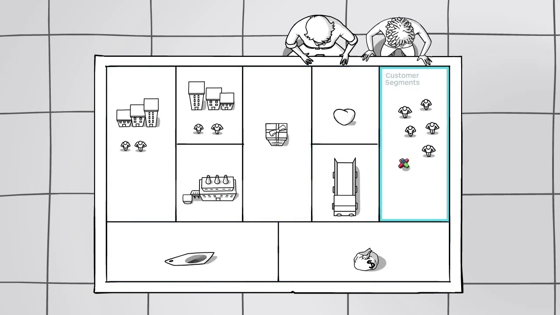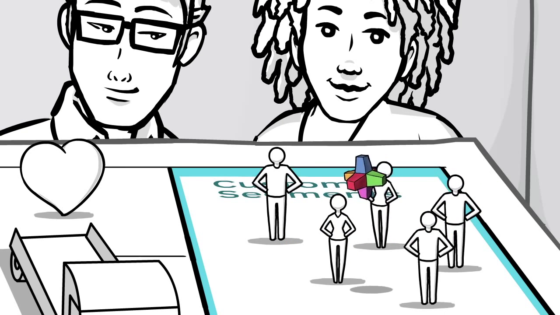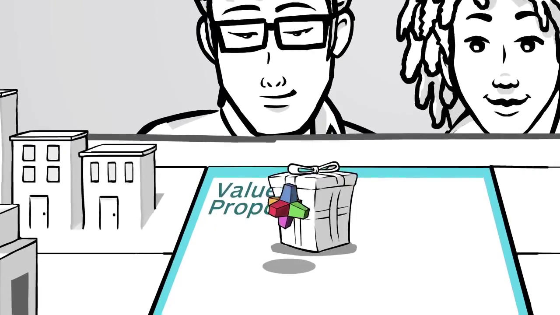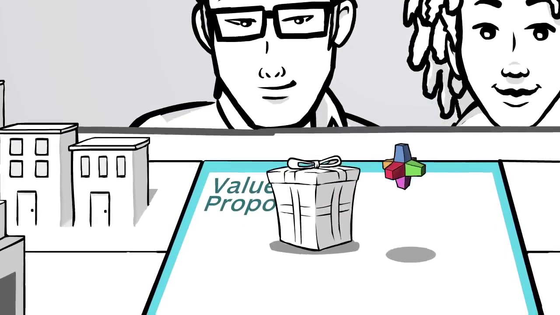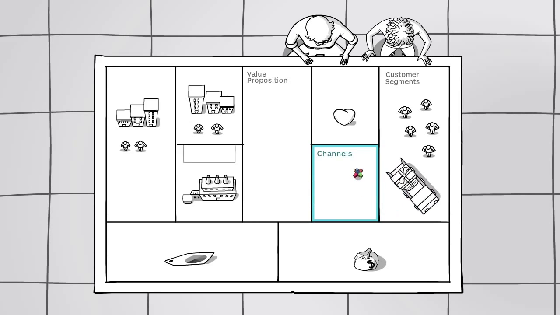We'll start here with customer segments. These are all the people or organizations for which you're creating value. For each segment, you have a specific value proposition. These are the bundles of products and services that create value for your customers. Channels describe through which touchpoints you're interacting with customers and delivering value.